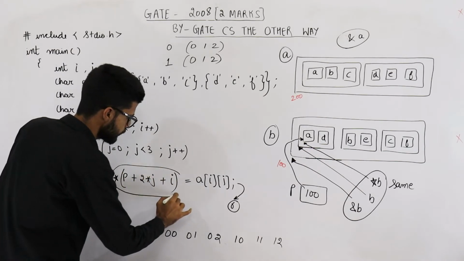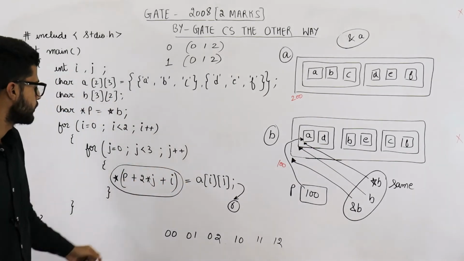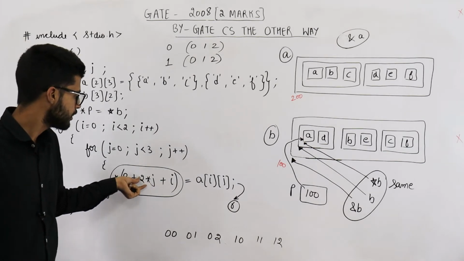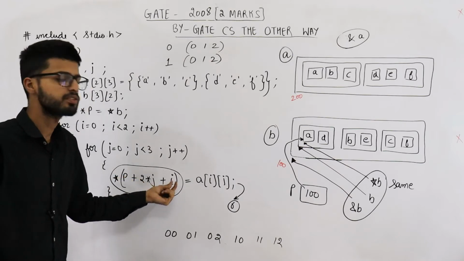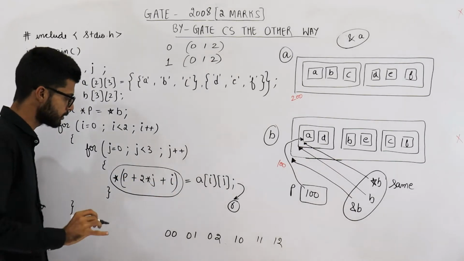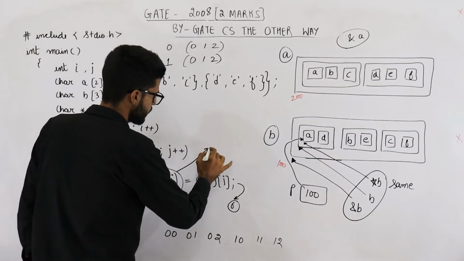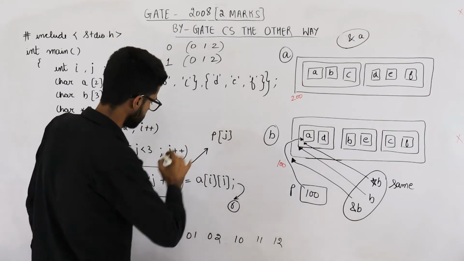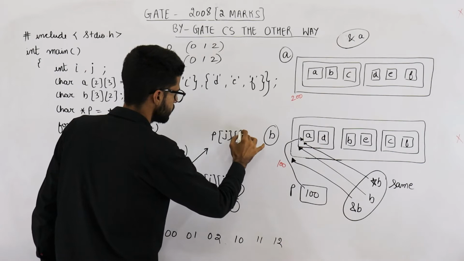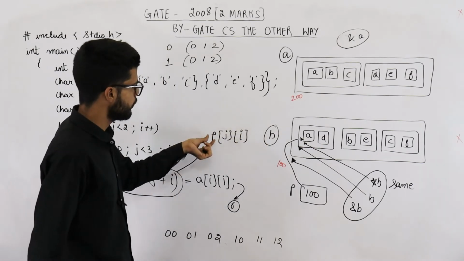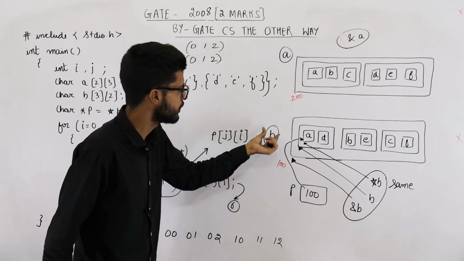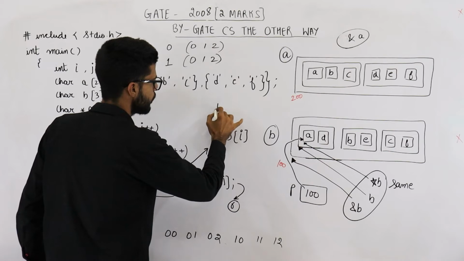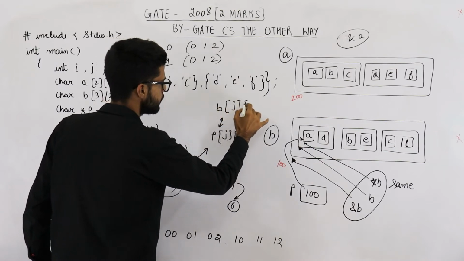This is the formula for row major access. That means base address plus row number into size of row plus column number. Have a look. This will be equivalent to writing P of J I like this. And you know P represents 100, which is equal to B. So this is again equivalent to writing B of J I.